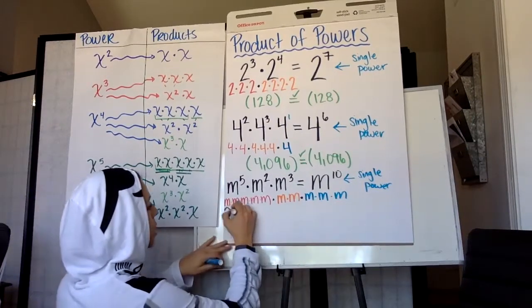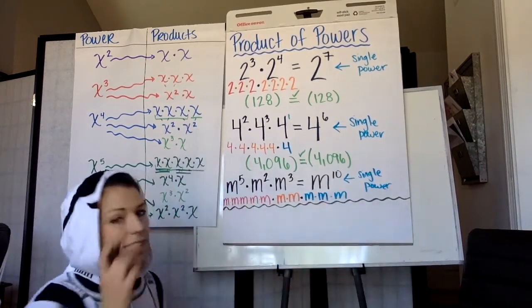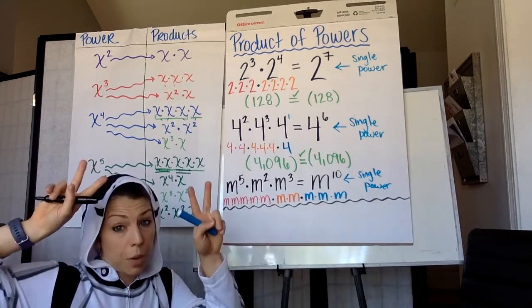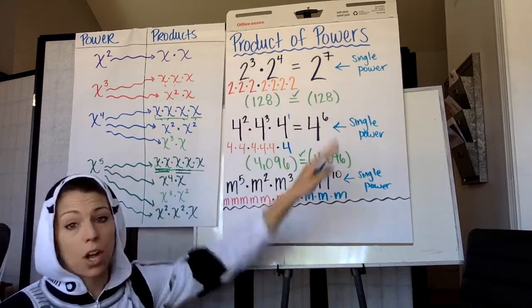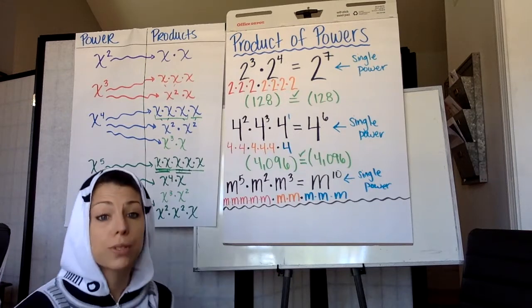Here's our shortcut, or what in math we call a rule, because once it's been proven, you can actually use it. So we call it a rule, or in this case, a property. This is called a property of exponents. The property is called product of powers. Here's the shortcut that you can use.